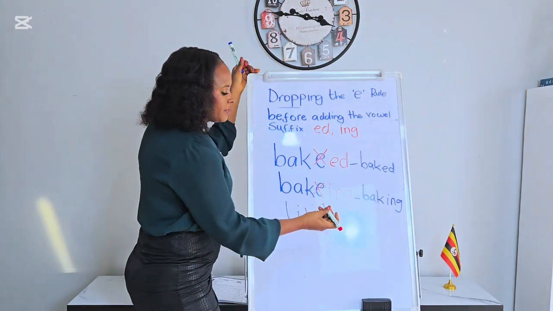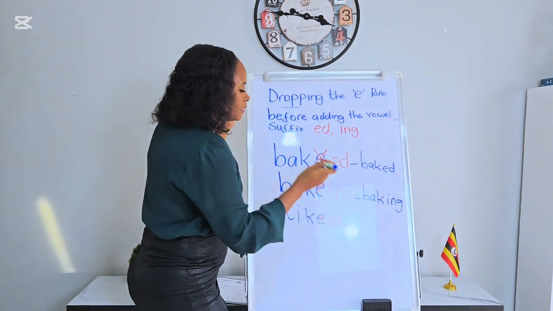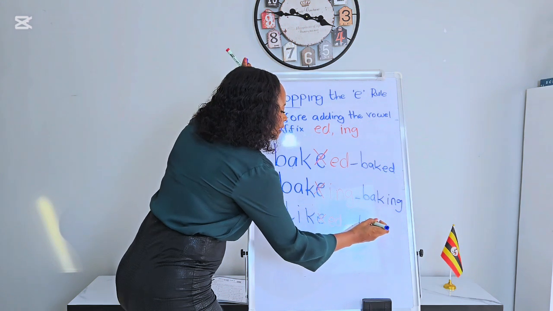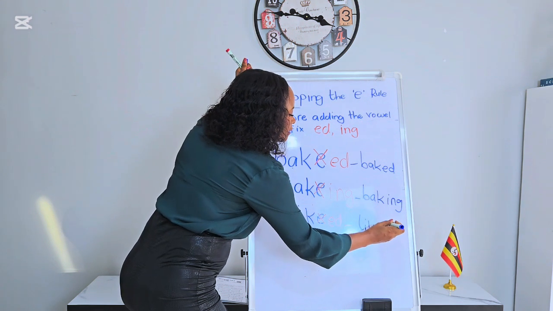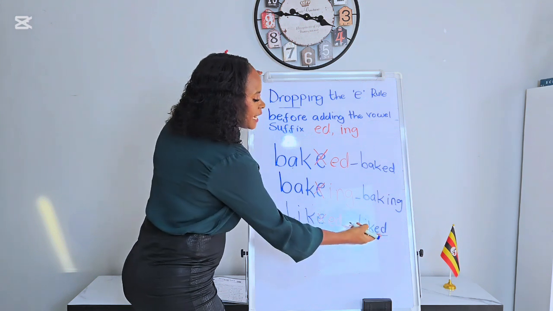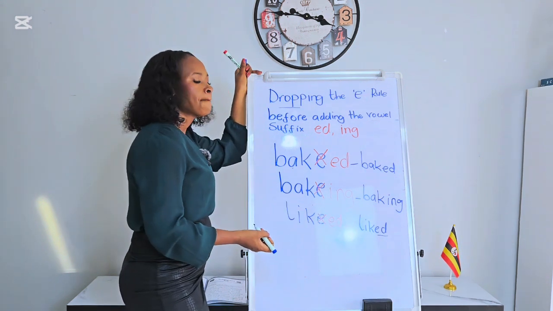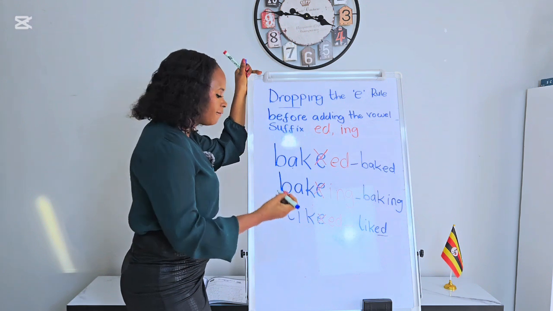We don't need double E. How will our new word look like? It will look like this. Liked. We've just added ED. We dropped the original E and added the suffix ED to show the past tense of the word liked.